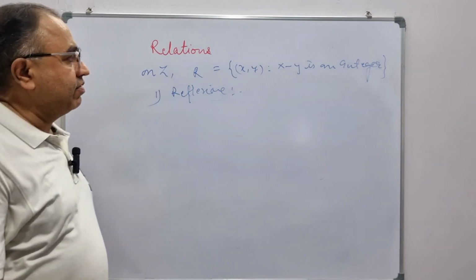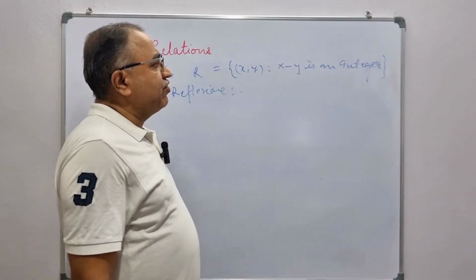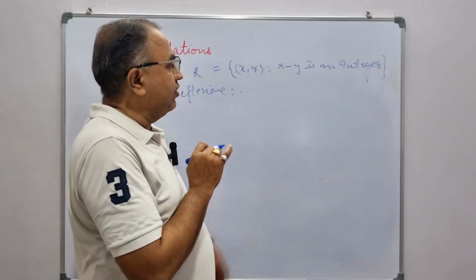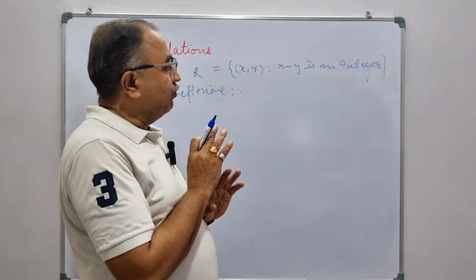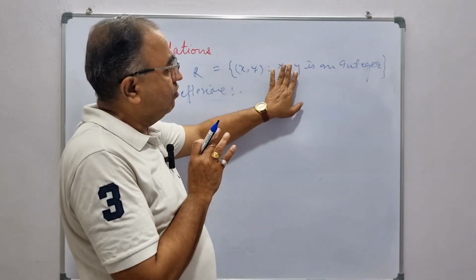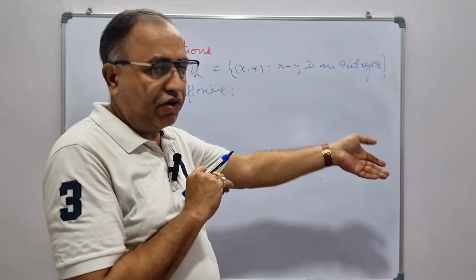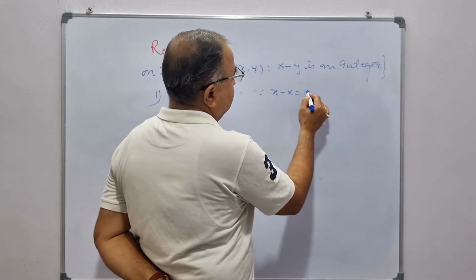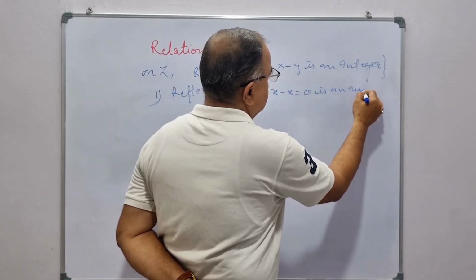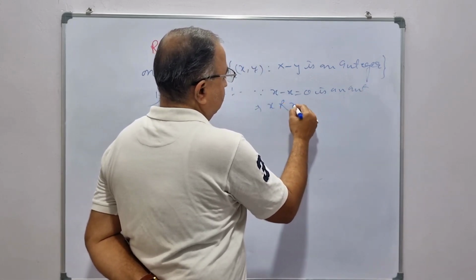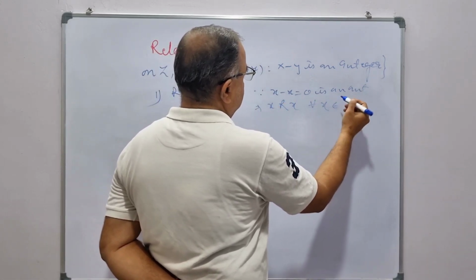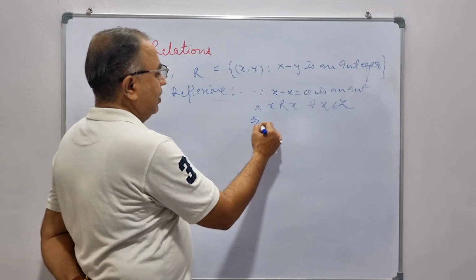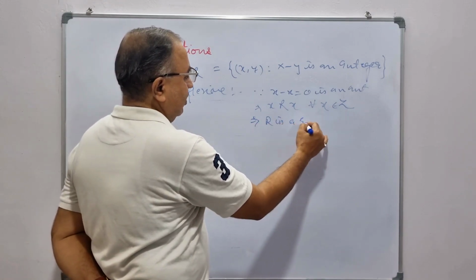Check the reflexivity of this. Is each integer related to itself? Yes, because 1 is related to 1, since 1 minus 1 is 0, and 0 is an integer. Whenever x and y are equal, the difference will be 0, and 0 is an integer, which is neither positive nor negative. So the relation is reflexive since x minus x, that is 0, is an integer, which implies that x is related to x for all x belonging to Z. This implies that R is a reflexive relation.